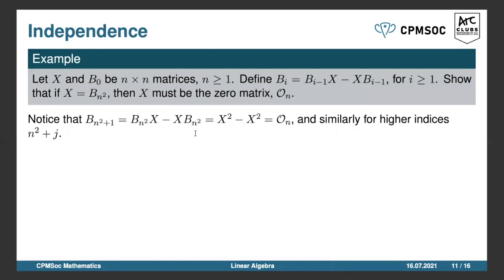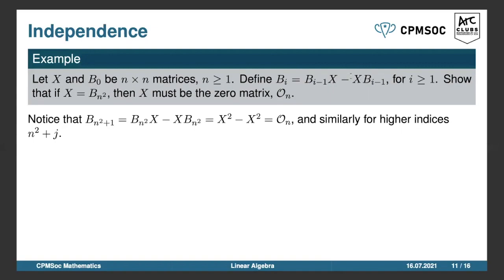So we'll try another question that's related to independence. We have this setup where we have this special matrix X and this initial matrix B0. And we're going to define this recursion here, which is the previous matrix times X minus X times the previous matrix. And of course, matrices are not commutative, so this isn't necessarily 0 in every instance.